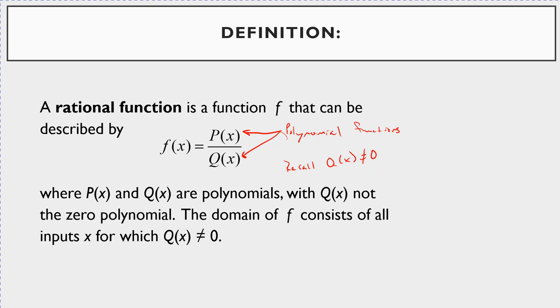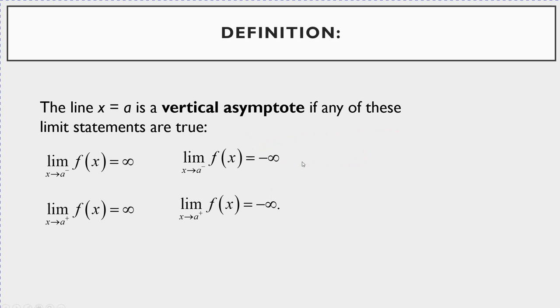So what's going to happen when you have a rational function? What would the graph look like around values of x that would cause a divide by 0? That leads us into what a vertical asymptote is. A line x is equal to a is a vertical asymptote if any of these limit statements are true. So if you have your function and you look at the one-sided limits.